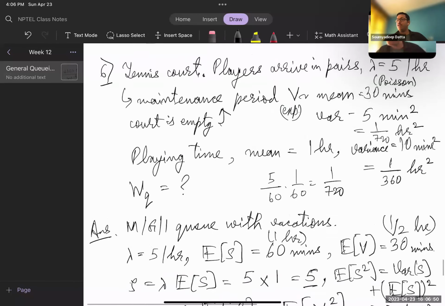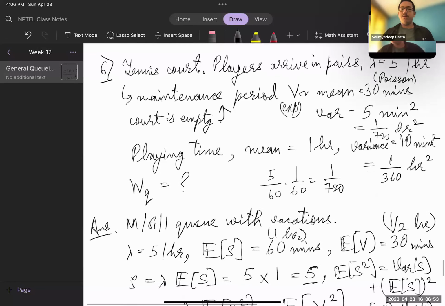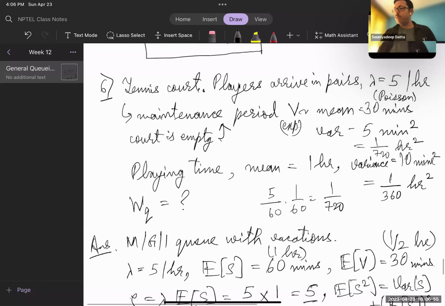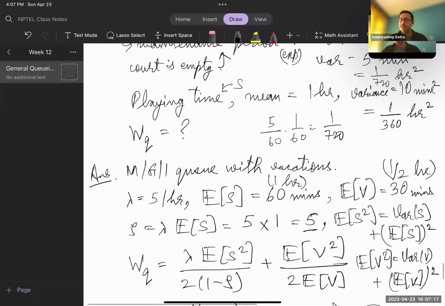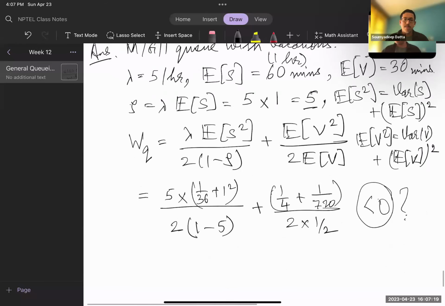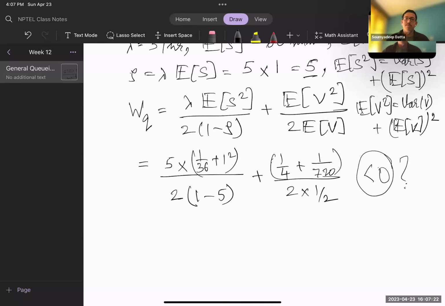Any situation will be like a word problem, so you have to identify which is the arrival process, which is the service process, which in this case is the playing time. So this is service, this is arrival, and this maintenance period of the court, etc. is vacation. If you are able to identify and do the computations correctly, you will get your answer. It's a very straightforward, pure formula-based question to answer.